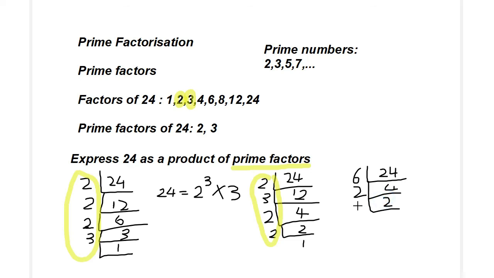And they continue. This answer here, of course, when you multiply 6 times 2 times 2, you still get 24, but it's not in its prime factors, because 6 here is not a prime number. So this method is wrong. We always stick to just using prime numbers. So basically, this is how you do prime factorization, and this is the final answer.